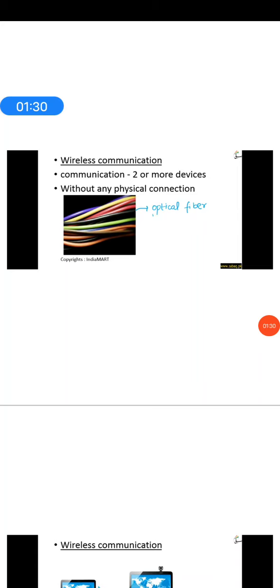Now the question arises: how is our data transferred if we have no physical medium? The answer to this question is electromagnetic waves. In this picture, you can see that these devices, computers, mobile phones and tablets, are sharing their information without using wires. That is wireless communication, and this data is shared by electromagnetic waves.